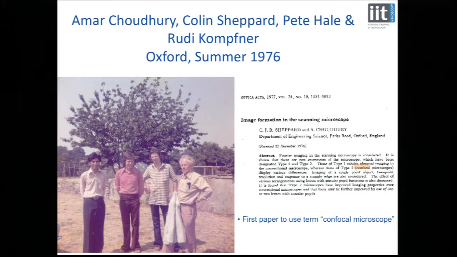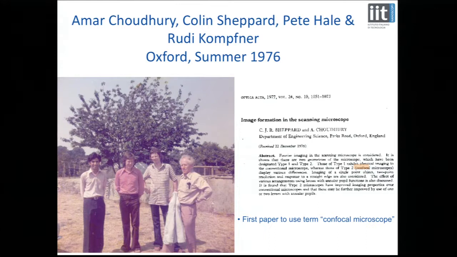With us here were two students. This is Amar Chowdhury from India. He was the first PhD student to work on our confocal microscope project. And here you can see we had this paper, from 1977, Image Formation in the Scanning Microscope, where we derived the imaging performance of the confocal. As I say here, this was the first paper that I believe ever used the term confocal microscope.